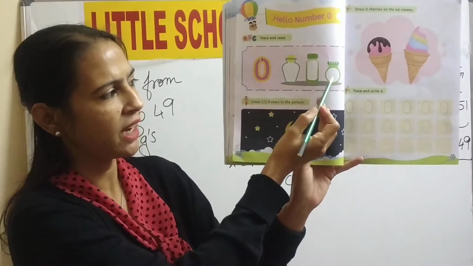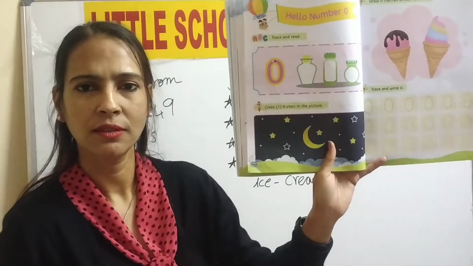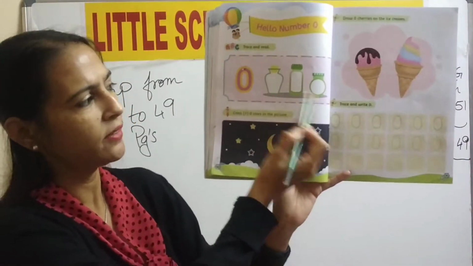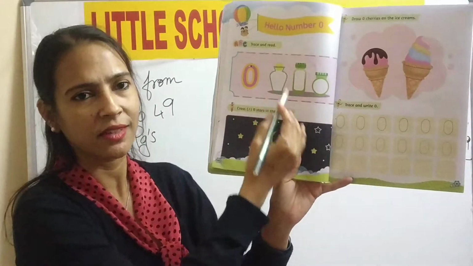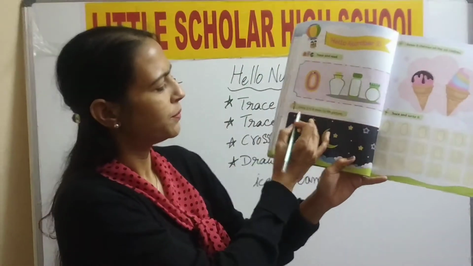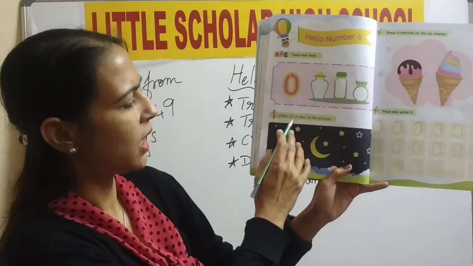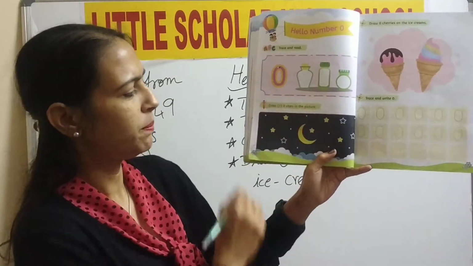But do we have anything in these 3 bottles? Nothing, right? So, it is 0. What is it? It is 0. Empty. Now, here what we need to do, cross out 0 stars in the picture.